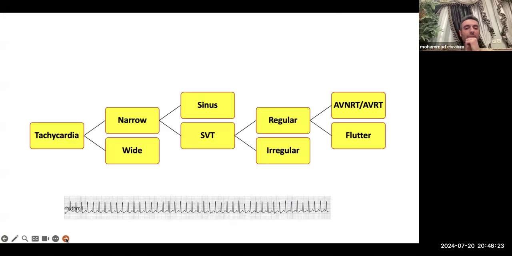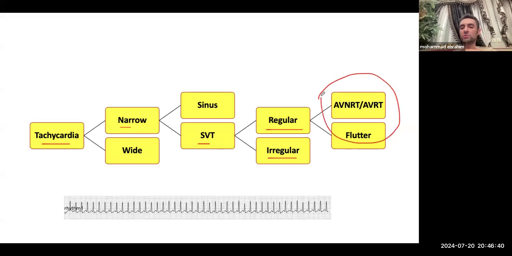Okay guys, so this was an example of a tachycardia that is narrow but not sinus. In other words, SVT. And then you can further subdivide SVT into regular and irregular. In this case, it's regular, right? But if it's regular, this is your differential: AVNRT, AVRT, and flutter.